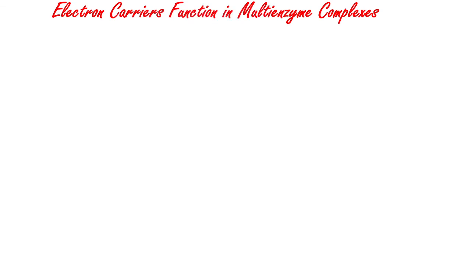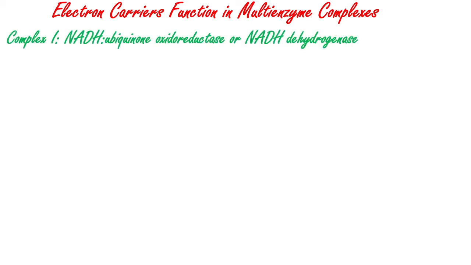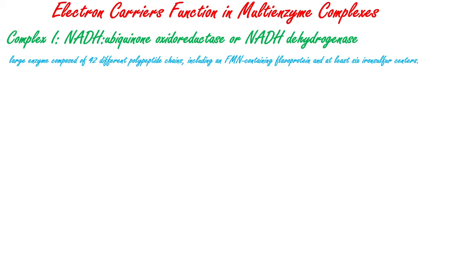So let us study about the electron carriers. Electron carriers function in multi-enzyme complexes. ETC has 4 complexes. Complex 1, also known as NADH ubiquinone oxidoreductase, or we call it NADH dehydrogenase. Complex 1 is a multi-subunit enzyme. It is a large enzyme composed of 42 different polypeptide chains, including FMN, that is flavin mononucleotide, and at least 6 iron sulfur clusters.